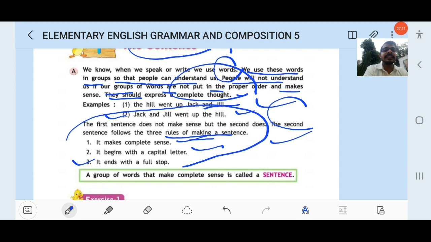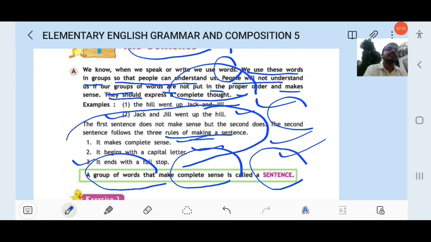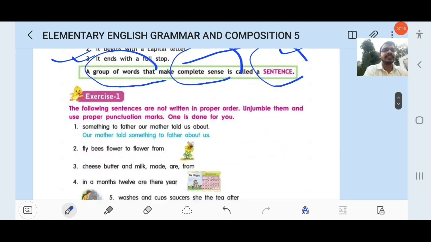A group of words that make complete sense is called a sentence. A group of words, but they should have a complete sense. So what is a sentence? A group of words that make a complete sense is known as a sentence. I think you have got a complete idea about the sentence. Now let us discuss exercise number 1. The following sentences are not written in proper order. Unjumble them and use proper punctuation marks. One is done for you.